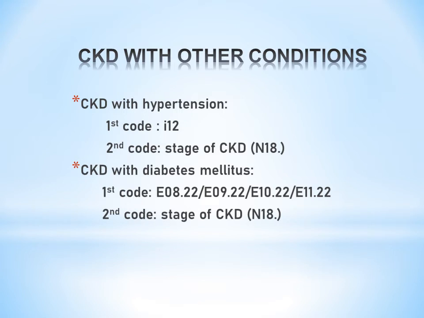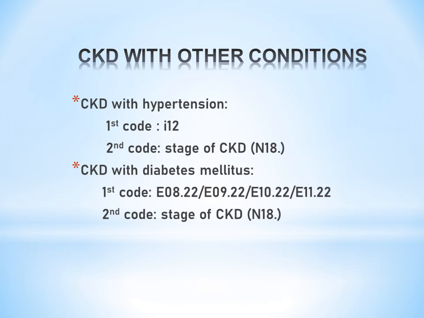Next guideline is CKD with other conditions. First one is CKD with hypertension. If the patient documentation states that the patient has chronic kidney disease and hypertension, then we have to use a combination code I12. In that case, the first code will be I12 and the second code will be the stage of CKD, that is the N18 series. Okay, so if the patient has CKD stage 1 with hypertension, then the first code will be I12 and the second code will be N18.1.